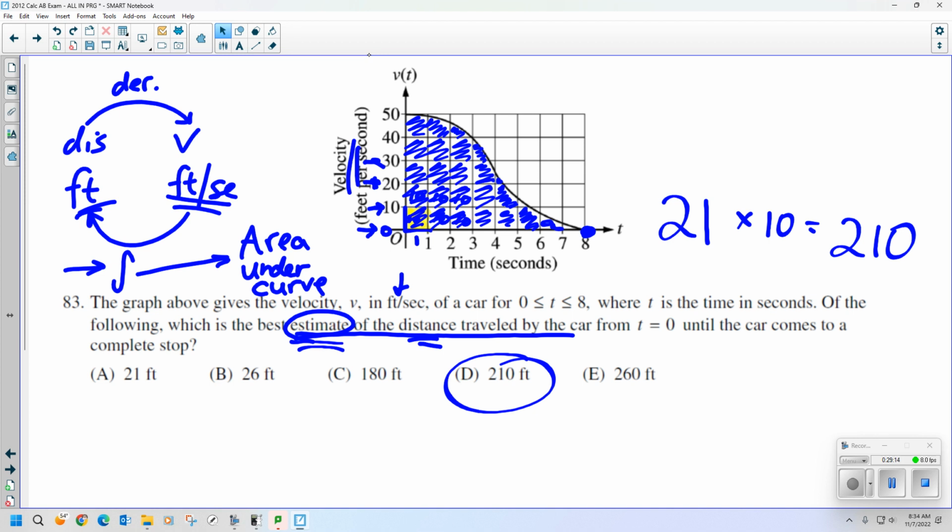Area under the curve. It's testing you on whether you know, first of all, when you have velocity, we want to know distance, you need to integrate. And second of all, integration is area under the curve.